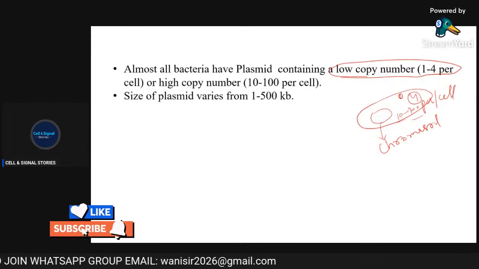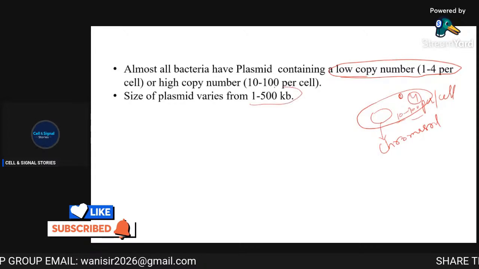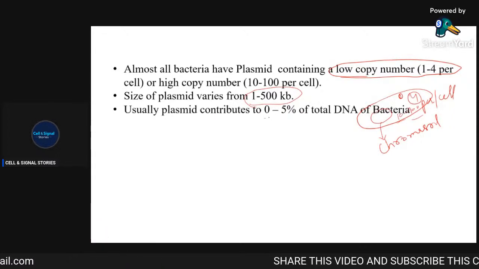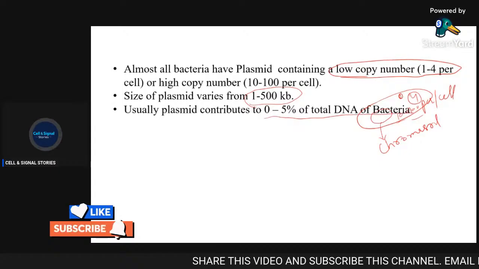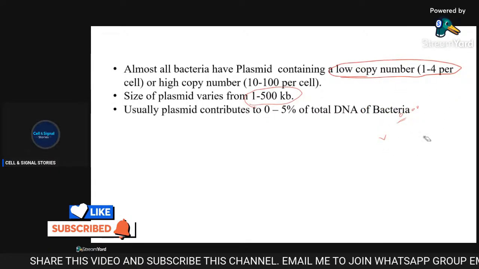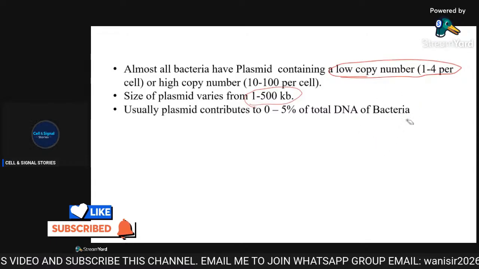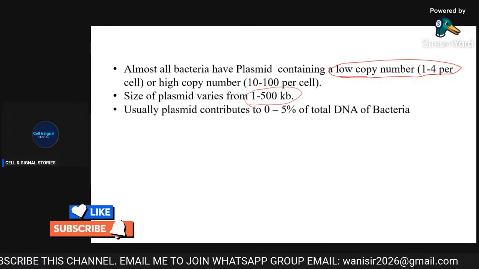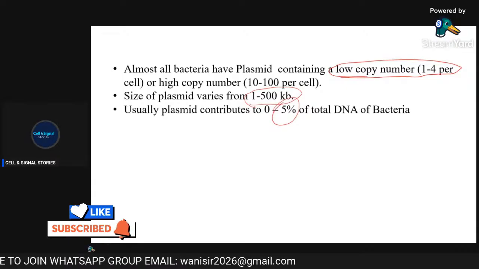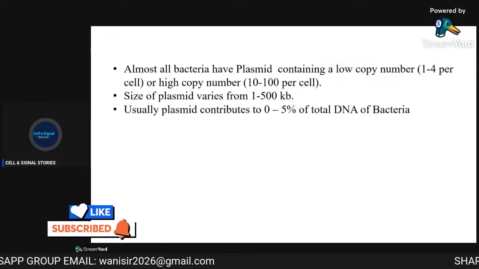The size of a plasmid is 1 to 500 kb, and usually the plasmid contributes 0 to 5% of the DNA of the bacteria. If we take 100% as the DNA of the bacteria from the chromosomal DNA, then this 5% will be the plasmid DNA.